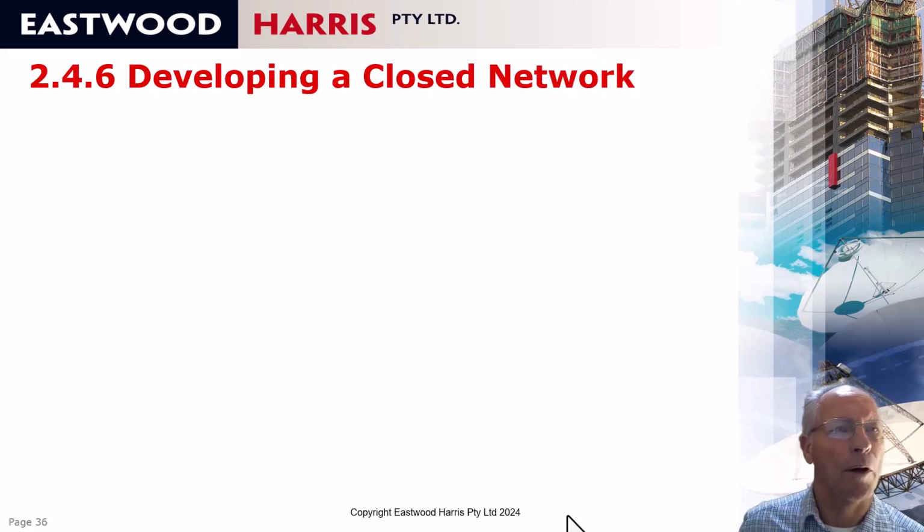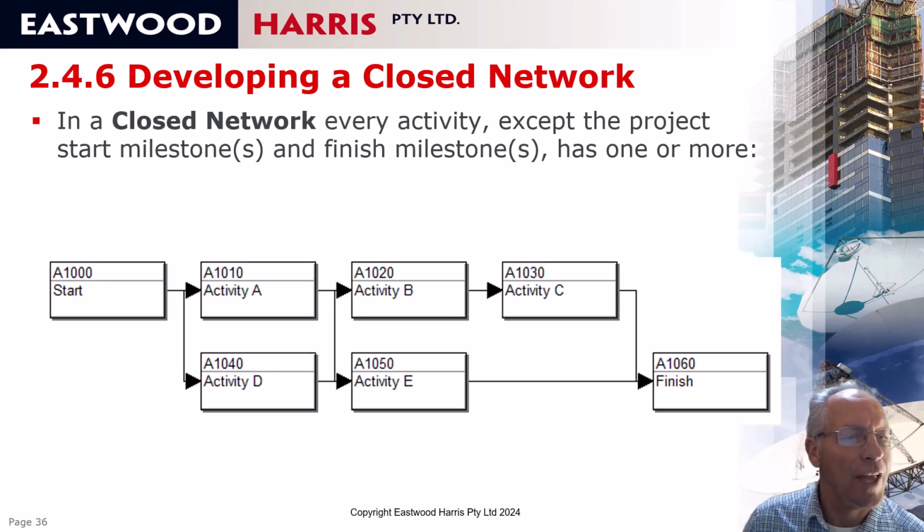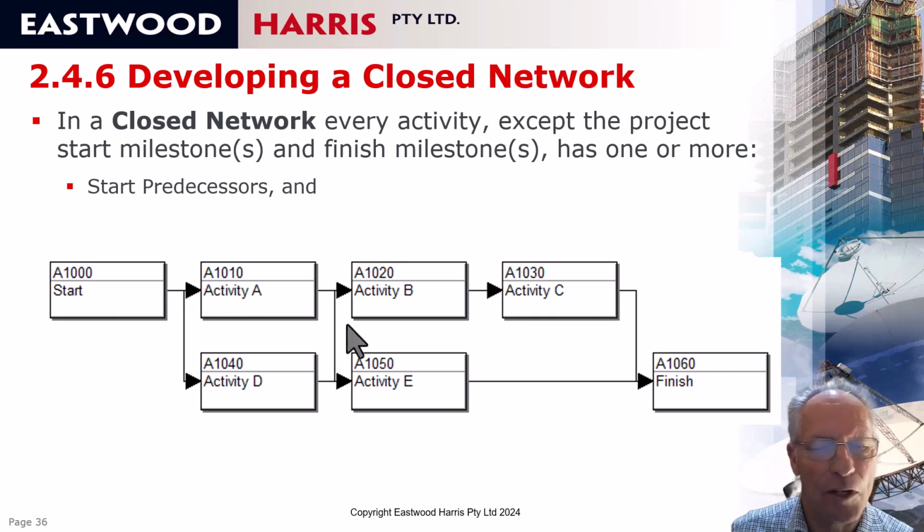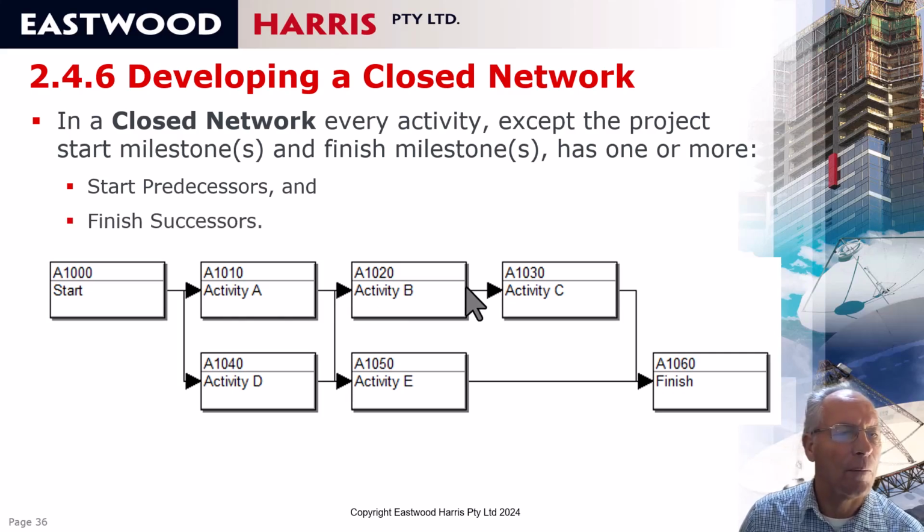Developing a closed network. A project schedule is not considered a critical path program unless it has a closed network. So a closed network is when every activity except the start milestone and the finish milestone, these can be start activities and finish activities, but I normally like to have a milestone at the start and finish. Every activity except the start and finish milestone has a start predecessor and a finish successor. So it has a predecessor coming into the start of the activity and a successor going out from the end.